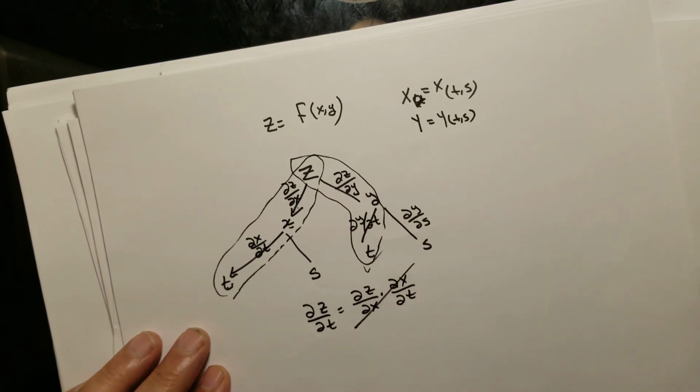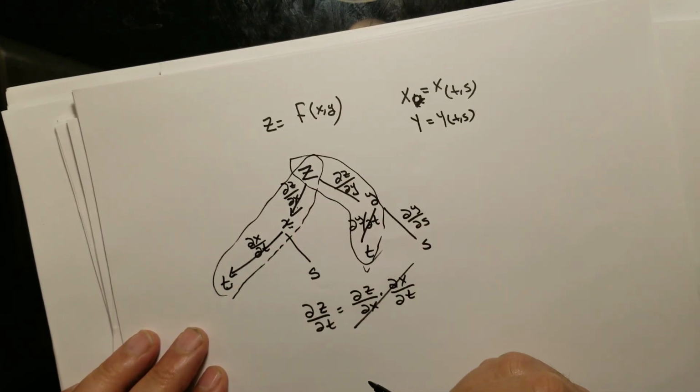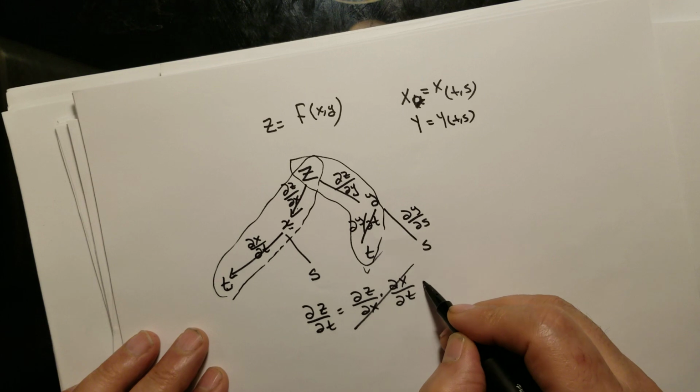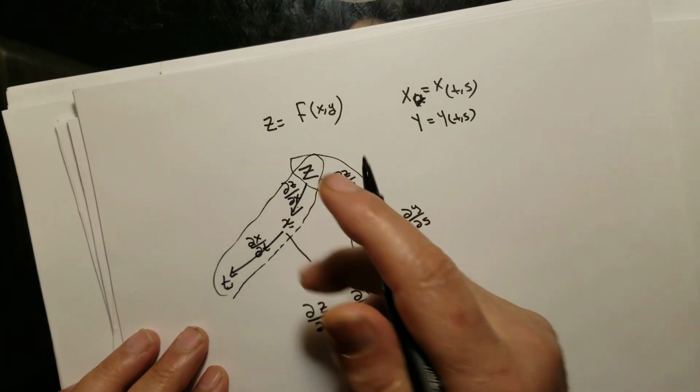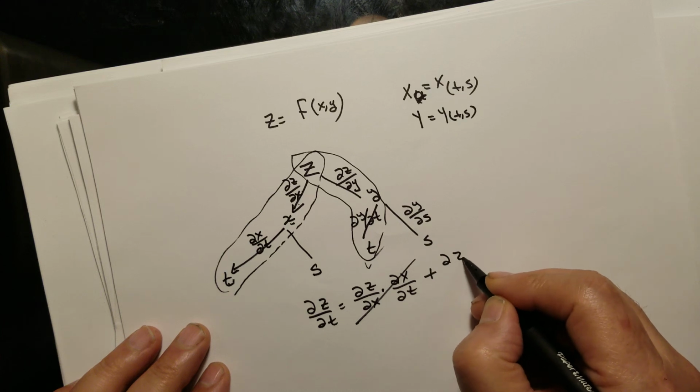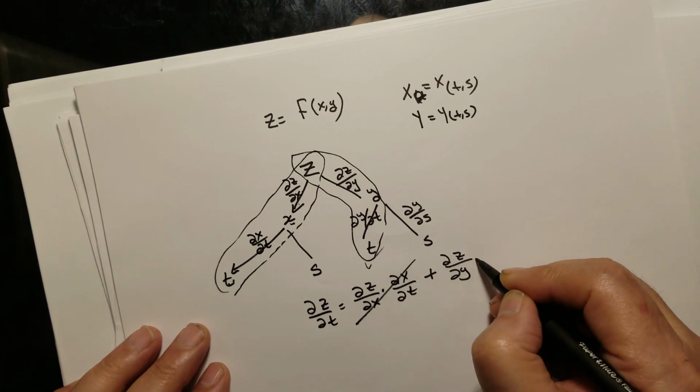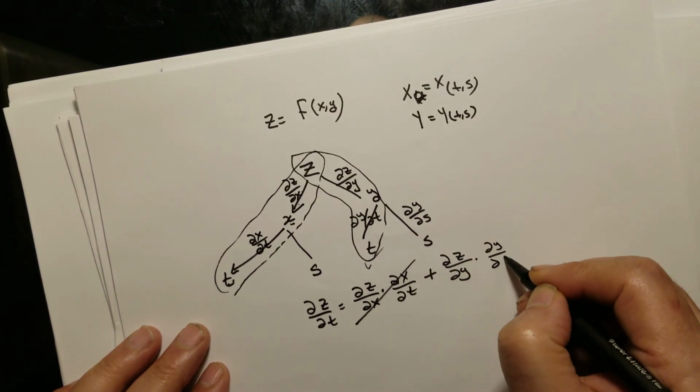And that becomes the partial of z with respect to t. But there are two paths toward z from t. There is also another path from the y direction. Therefore, partial derivative of z with respect to y times partial derivative of y with respect to t.